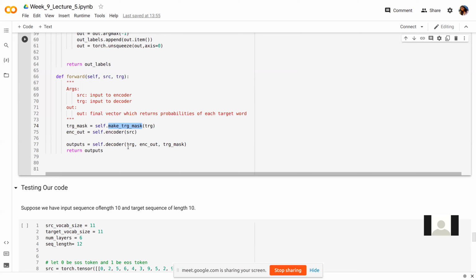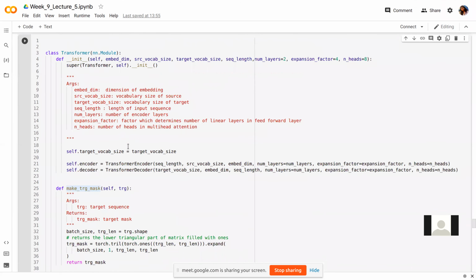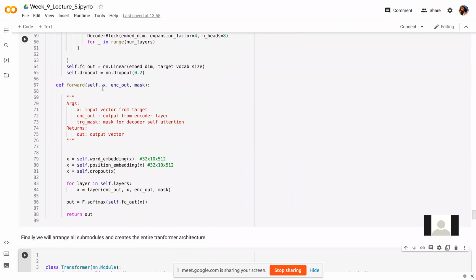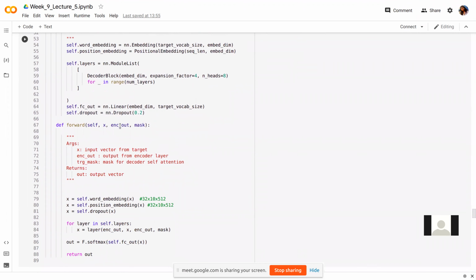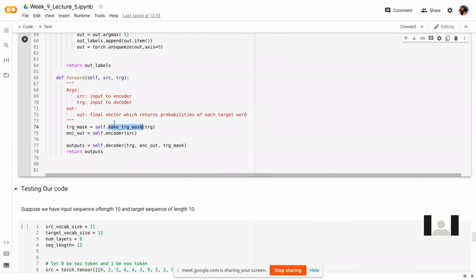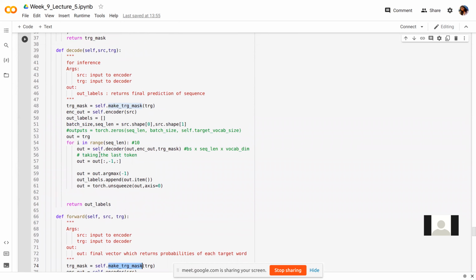Why will it be used? Because it will be used here. Let me go to the decoder here. If you see here, we have this X, comma, encoding out, comma, mask, right? So for that, we are passing here. And once we have this, get the outputs and it will return the output. And what are the outputs? Outputs are nothing but the final target sentence, which is being predicted.